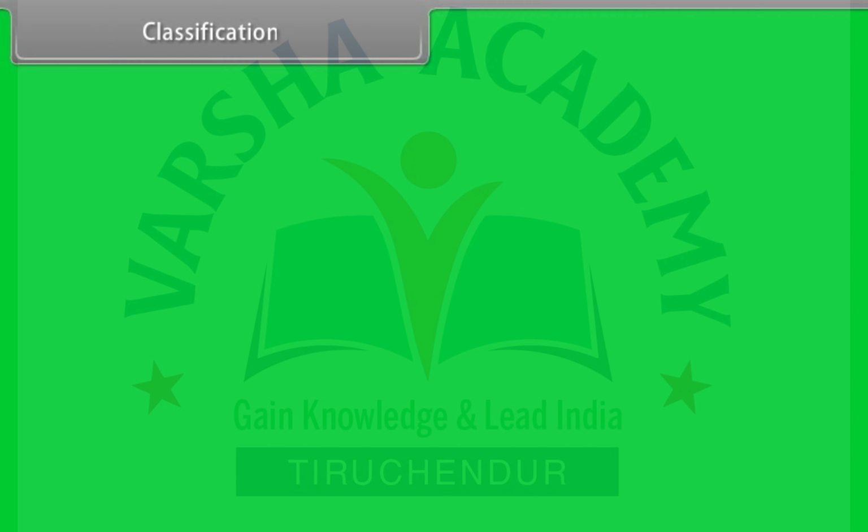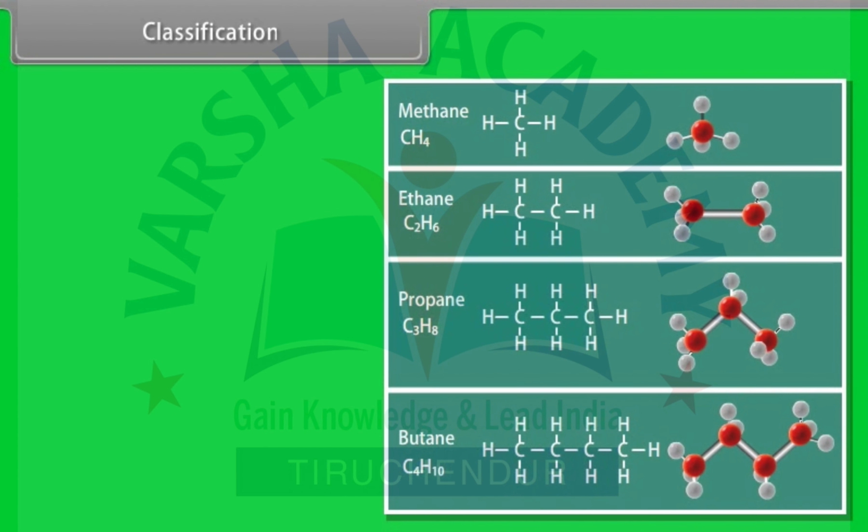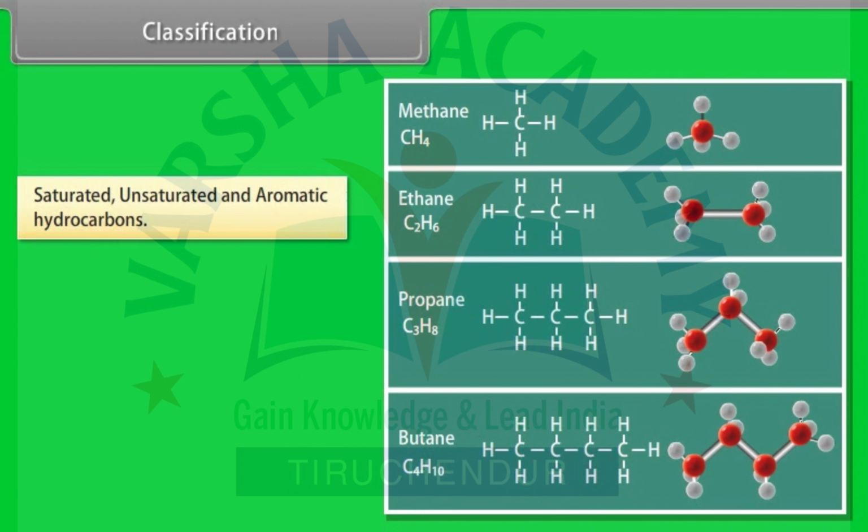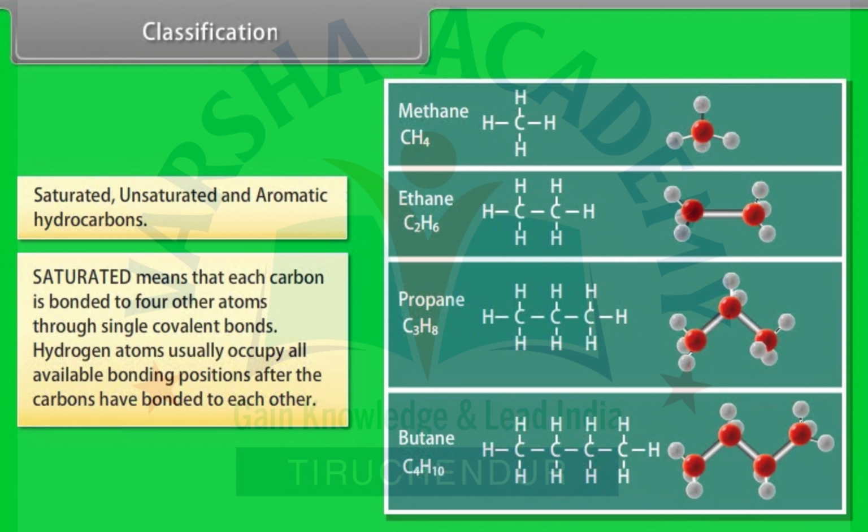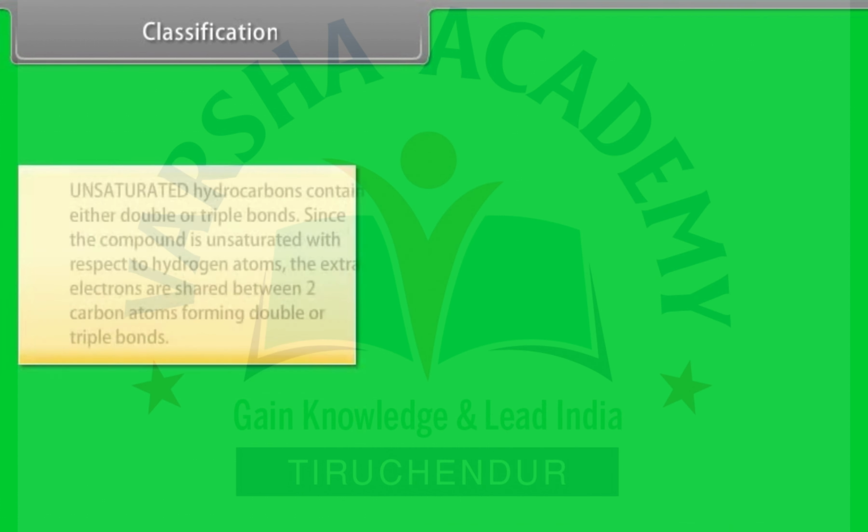Classification. Depending upon the types of carbon-carbon bonds present, hydrocarbons can be classified into three main categories: saturated, unsaturated, and aromatic hydrocarbons. Saturated means that each carbon is bonded to four other atoms through single covalent bonds. Hydrogen atoms usually occupy all available bonding positions after the carbons having bonded to each other.